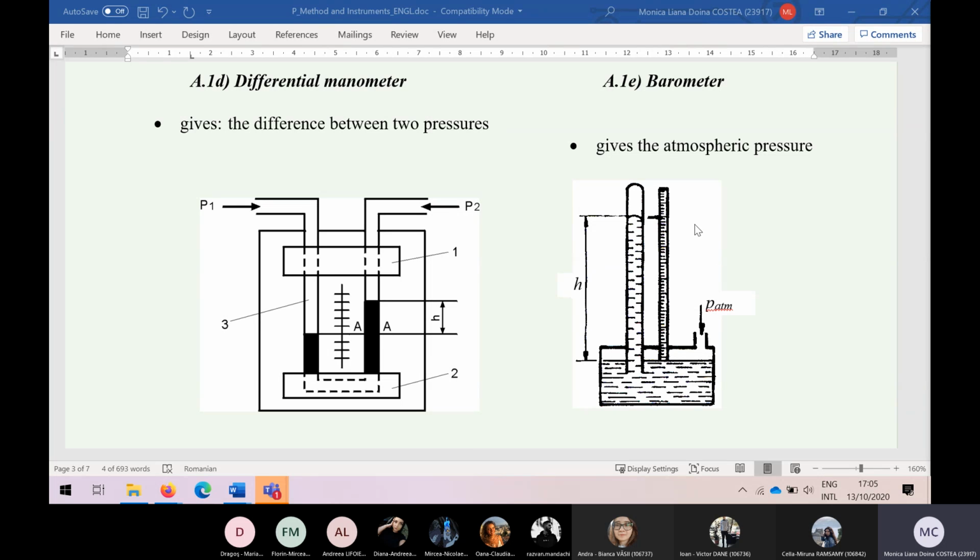Who was the inventor of this barometer? If you can find it in your general technical knowledge. Was it Torricelli? Torricelli, Andra, and Miruna. Yes, Torricelli is the name of the inventor.